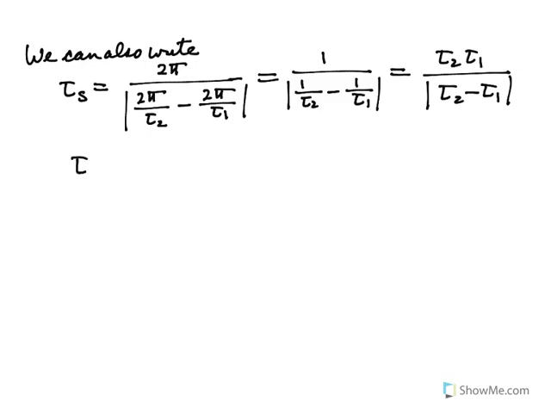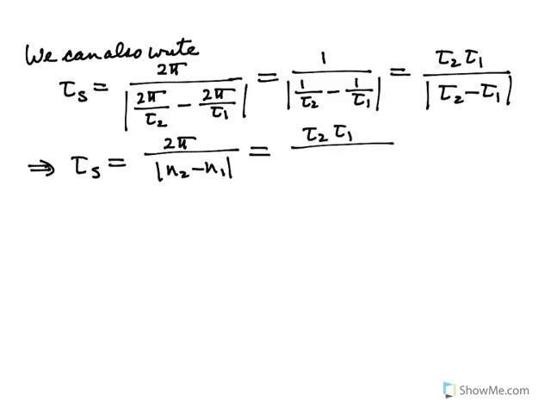So that means that tau_s, which is equal to 2 pi all divided by the absolute value of n2 minus n1, is also equal to tau_2 tau_1 all divided by the absolute value of tau_2 minus tau_1. So that's the synodic period.